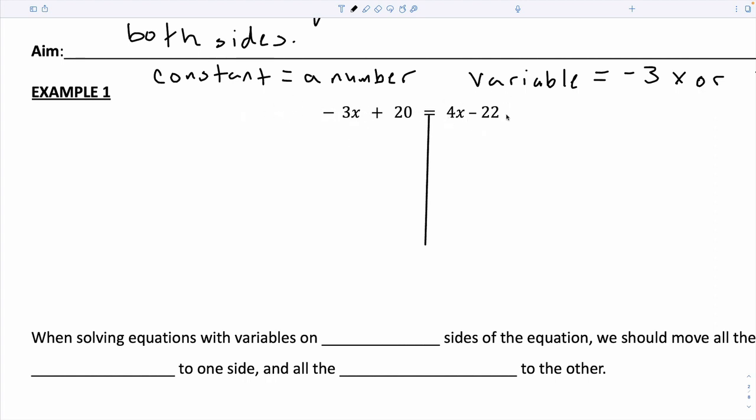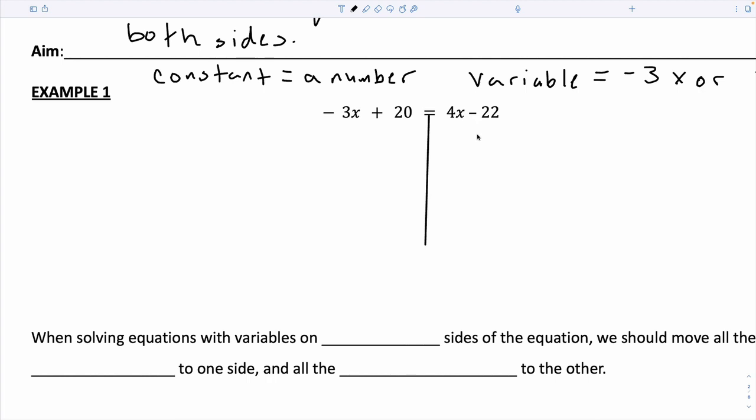Then you go to the other side of algebra land and it's like, oh my goodness, the 4x is mad at the 22, which is a constant. The constant is mad at the 4x. It's a mess. Here is what happens. Come to rescue the king of algebra land. For this example, I am the king of algebra land. And the king of algebra land gets to decide something very important. I get to decide what side of the equation I want to send the variable to.